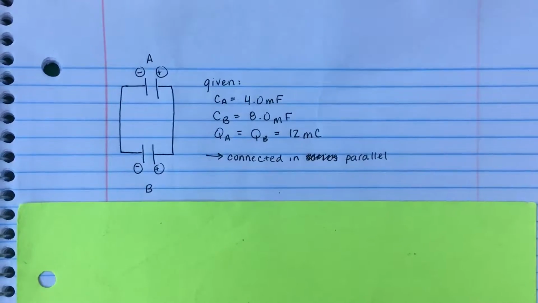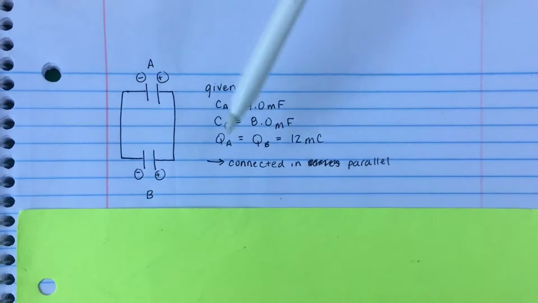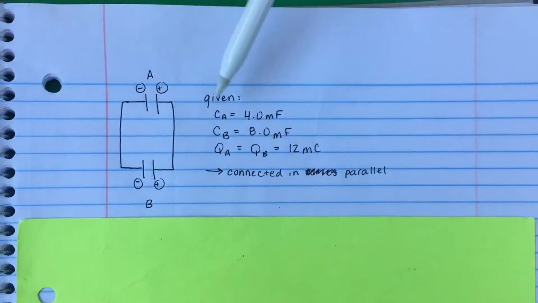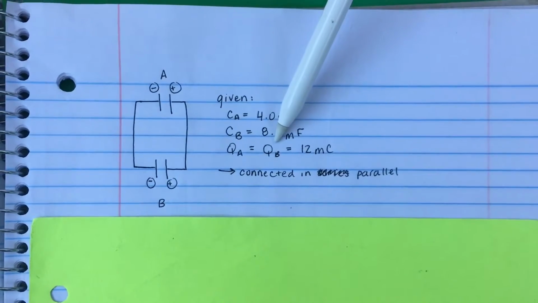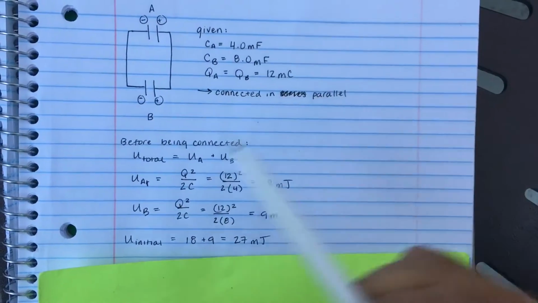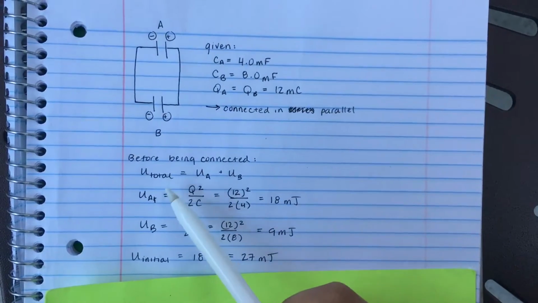So for number 22, we started off by drawing a figure of the capacitors, and we noticed how they're connected in parallel, and then we wrote down the given values for the capacitance of each of them and each of their charges. Alright, our first step is to find the total initial energy stored in the whole system.